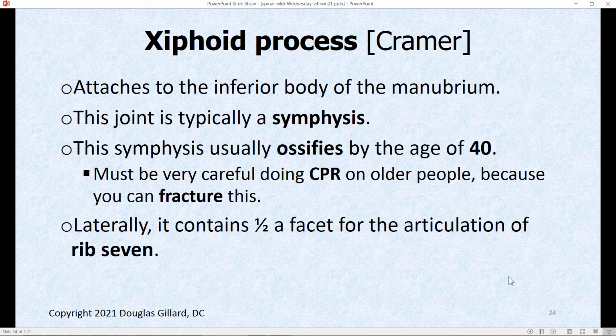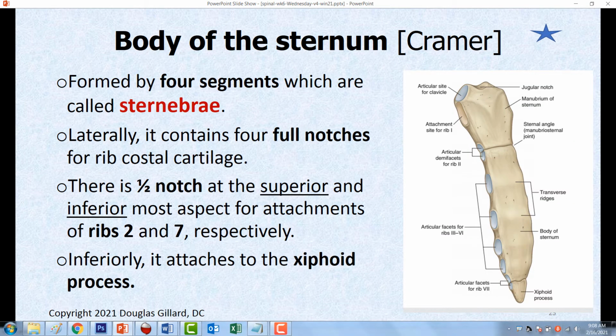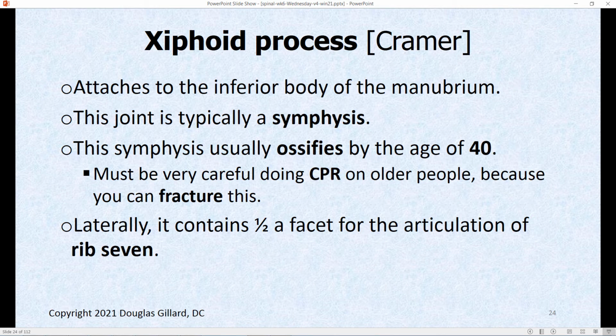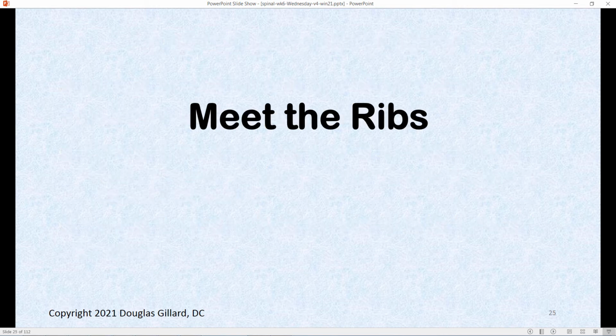Xiphoid process, so you have to be careful when you're learning CPR, because in people over 40 it tends to ossify, right? There's the piece of it right there. And so this can turn to bone once you get over 40. So if you're doing CPR, you don't want to have your hands on this thing or you will break it off. So you have to be very careful, and then you'll get sued. Okay, it's also a symphysis type joint, but it ossifies, so there's no synovial fluid in that thing. And as we said, laterally it contains a half a facet for the articulation of rib 7.